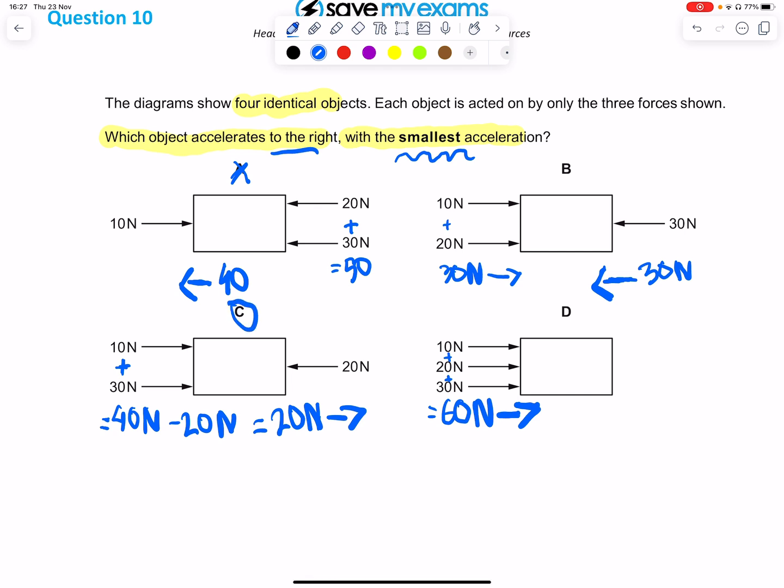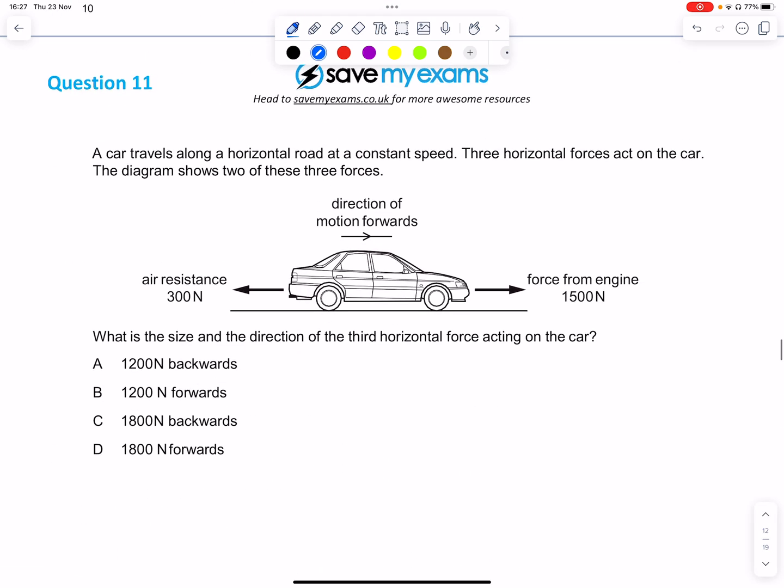Okay, let's move on to question number 11. A car traveled along a horizontal road at a constant speed. 3 horizontal forces act on the car. The diagram shows 2 of these three forces. What is the size and direction of the third horizontal force acting on the car?